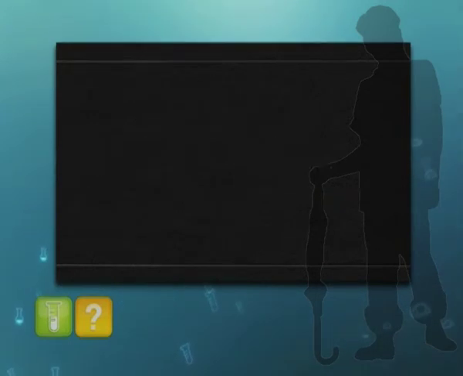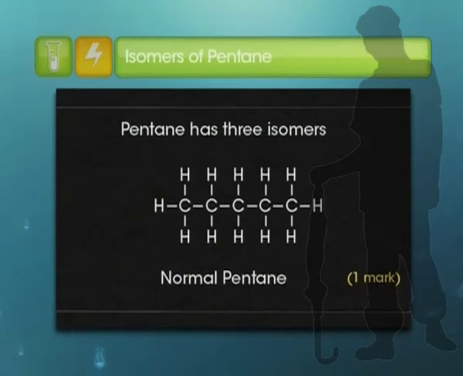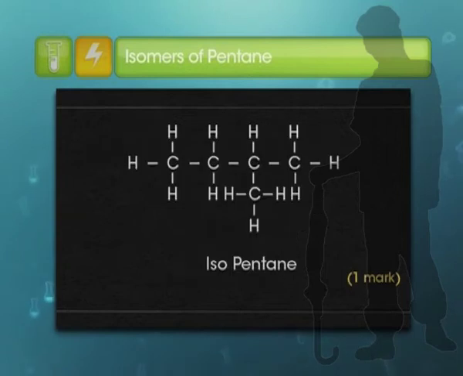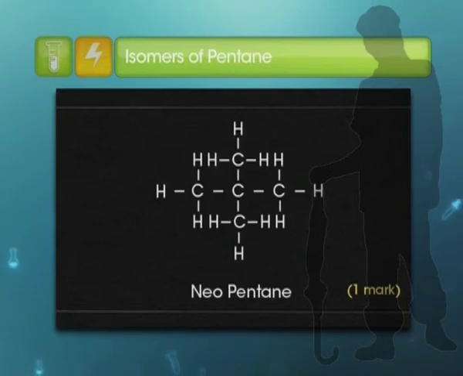Pentane has 3 isomers: Normal pentane, consisting of a linear chain of carbon atoms. Isopentane, in which a carbon atom is attached to the second carbon in a linear chain of 4 atoms. Neopentane, in which 4 carbon atoms are bonded to a central carbon atom. So those were the isomers of pentane.